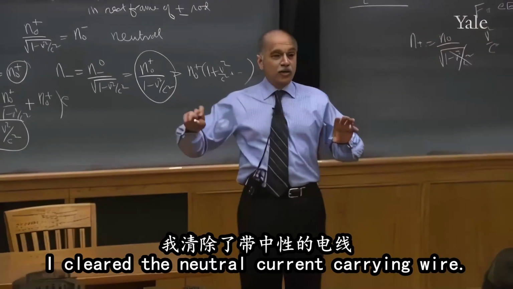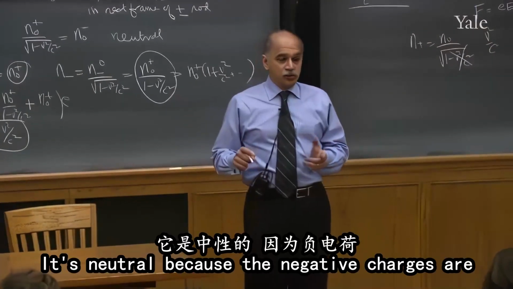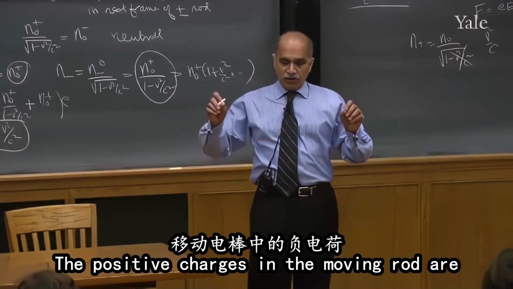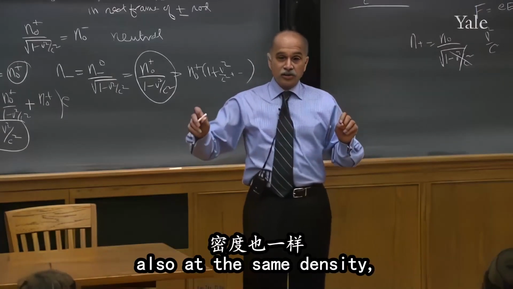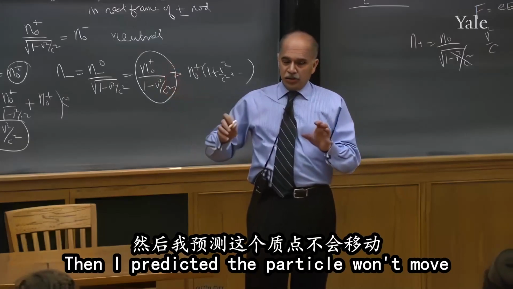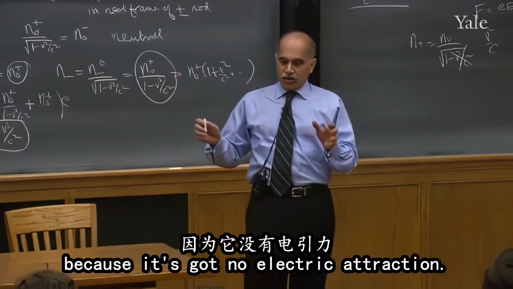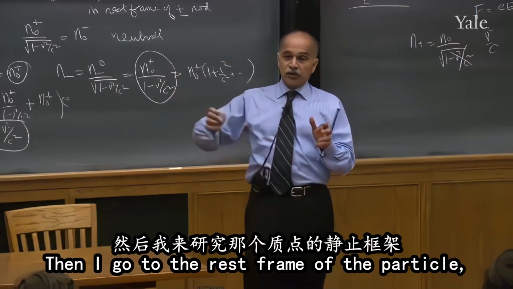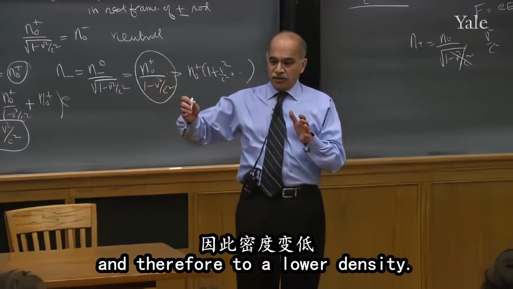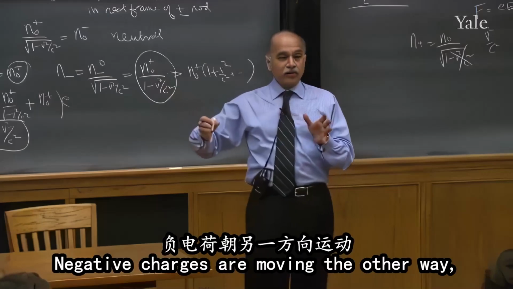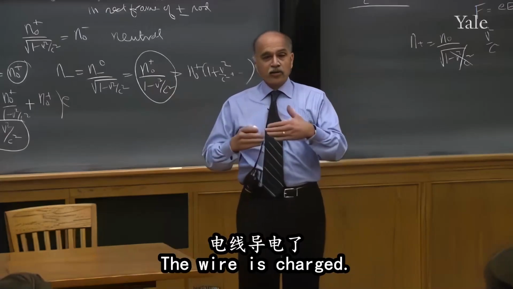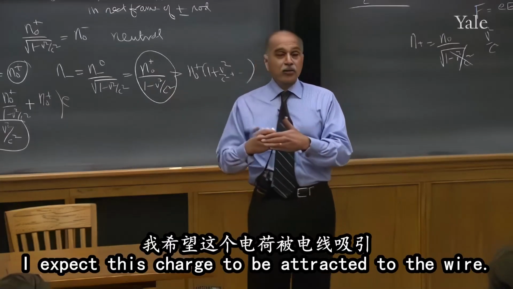I know about electrostatics. I create a neutral current carrying wire. It's neutral because the negative charges are at rest at some density. The positive charges in the moving rod are also at the same density, but the rest density is somewhat lower. Then I predict that the particle won't move because it's got no electric attraction. Then I go to the rest frame of the particle. Then I find that the positive charges have come to rest, and therefore to a lower density. Negative charges are moving the other way, therefore at a higher density. They no longer cancel. The wire is charged. I expect this charge to be attracted to the wire.